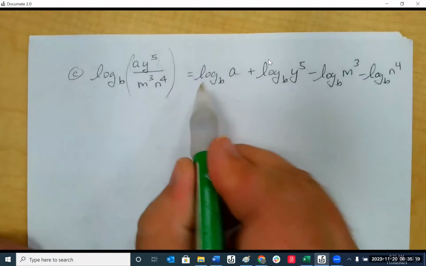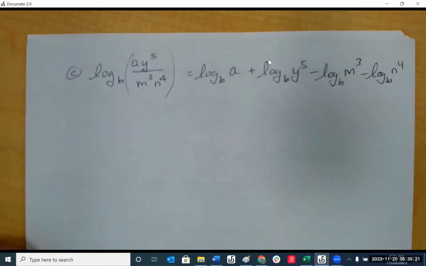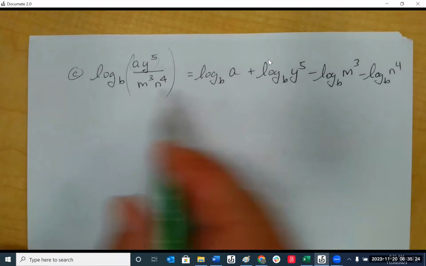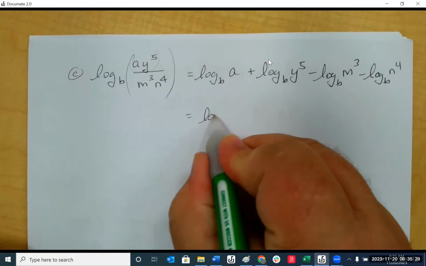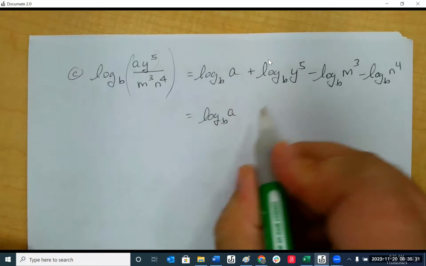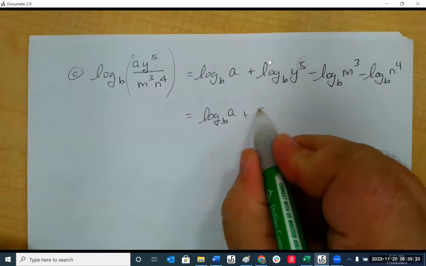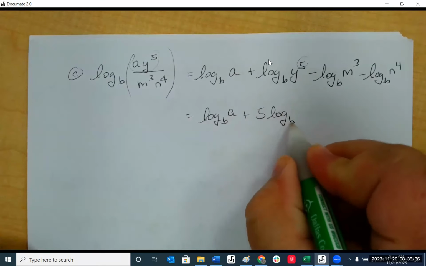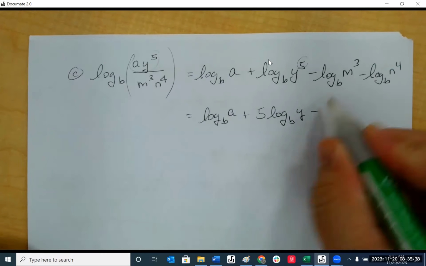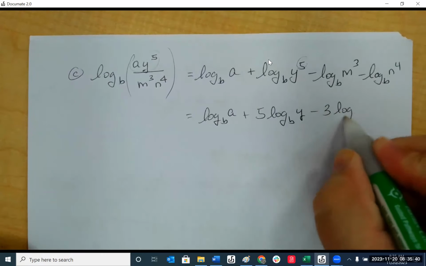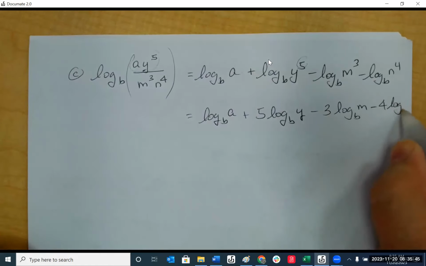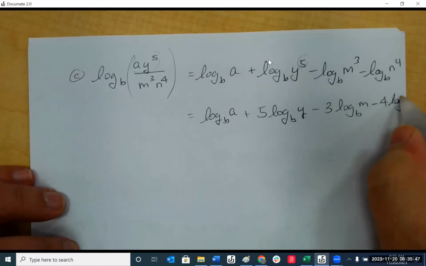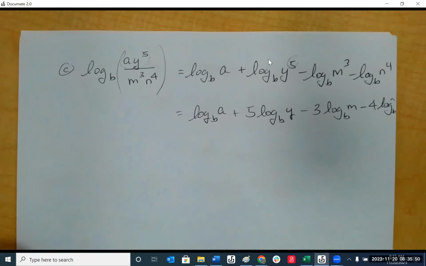If it's on top, it just has a plus in front of it. If it's on the bottom, it has a minus. No coefficient there. There's a 5, so it goes out in front. There's a 3. And there's the 4. And that's your answer.